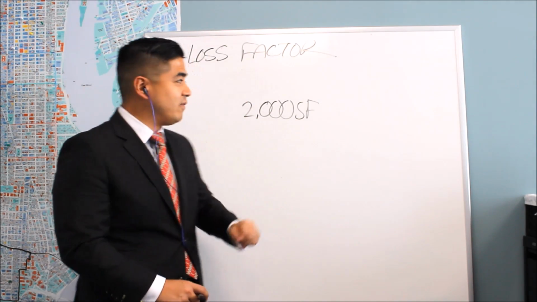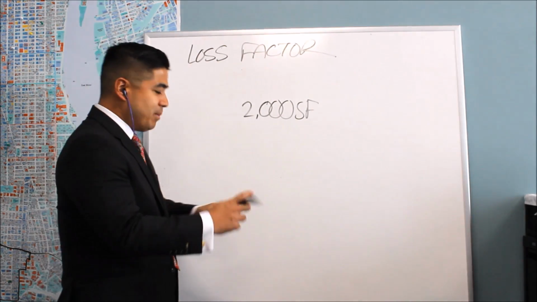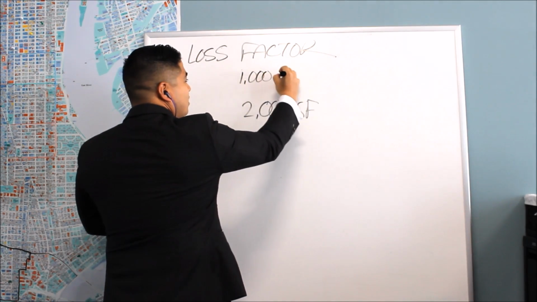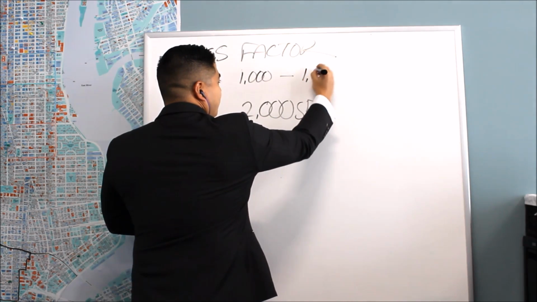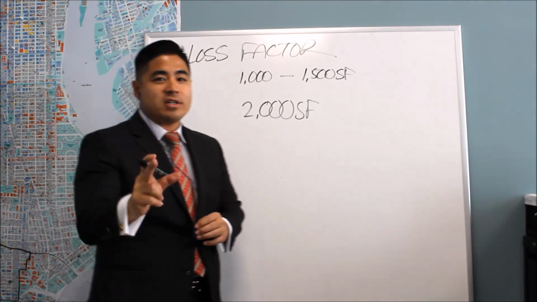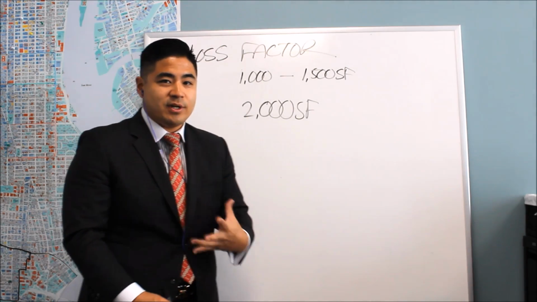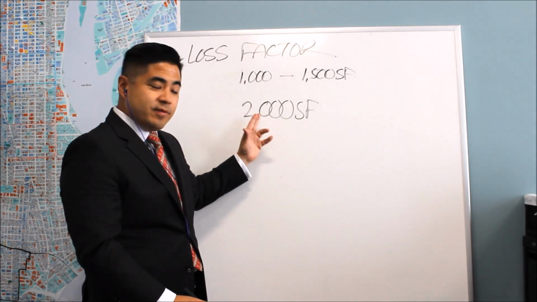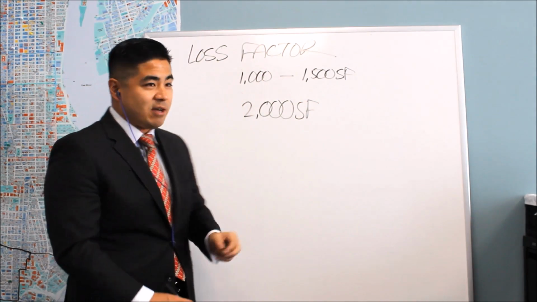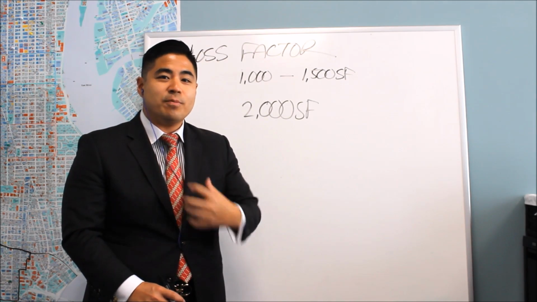The second thing you guys have to know about is loss factor. When you're looking for 2,000 square feet, you're probably getting anywhere from, I would say, 1,000 square feet to 1,500 square feet, depending on the loss factor and the kinds of buildings. So don't be surprised when you go to look at 2,000 square foot spaces and you actually measure 1,500 feet, or you actually measure 1,000 square feet. That's called loss factor. Don't be shocked.